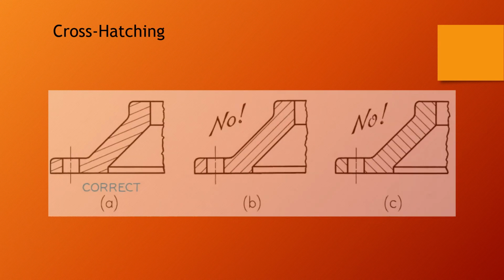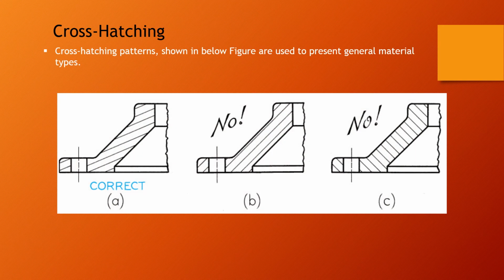Cross hatching. The cross hatching patterns shown in the figure below are used to represent general material. You can see it here. The correct one is this one, and that is the not correct one. This is the correct one at 45 degree.